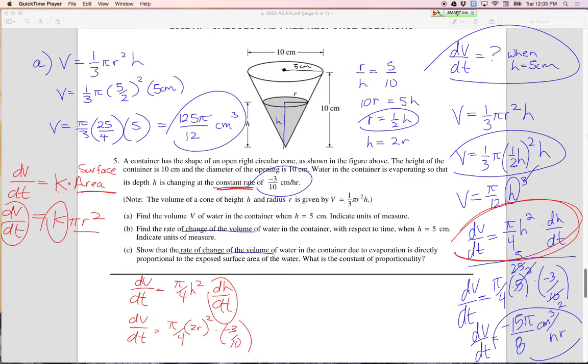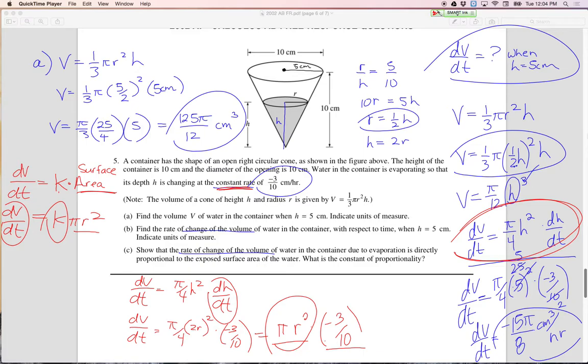Now, watch what happens here. We're almost done. What's 2r quantity squared? 4r squared. What happens to the 4's? You get pi r squared times your negative 3/10. Guess what? You just showed that the rate of change for volume is directly proportional to the area, surface area. There's your surface area of the exposed water, pi r squared. There's your constant of proportionality, negative 3/10. That ain't nothing yet. We're gonna go further after that.